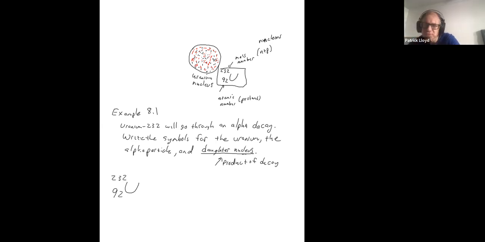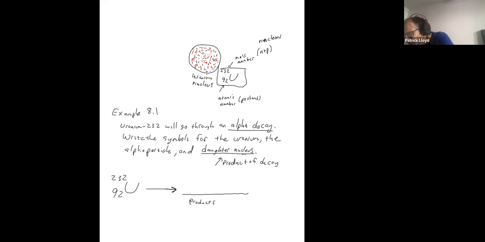Okay, that's the uranium-232. We're then told it goes through an alpha decay. So what I'm going to do is write a little arrow. We'll see a lot of these arrows in chemistry. That arrow tells us that we're going to get products. So these are called products. You can almost think of it like in time: you start with uranium-232, and over time you're going to get new things.